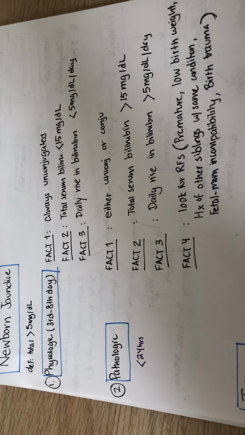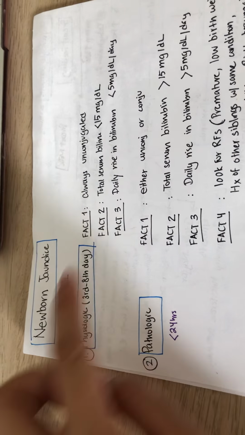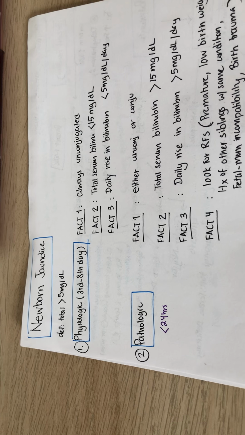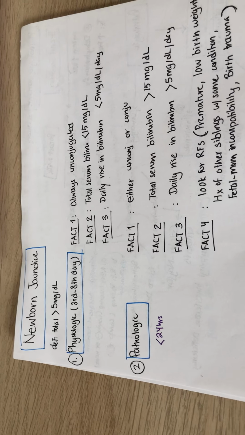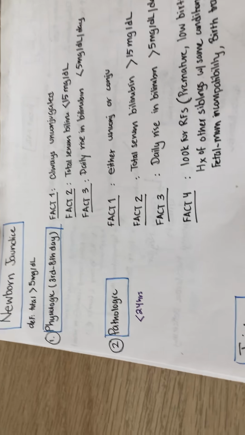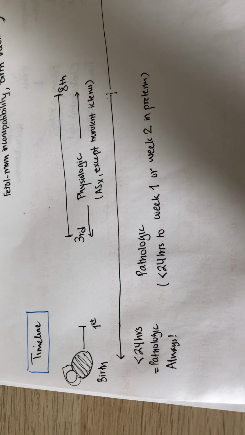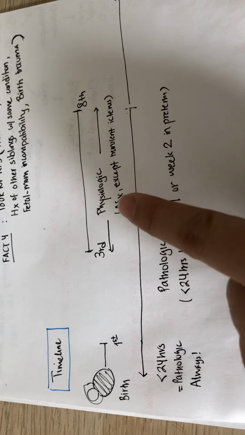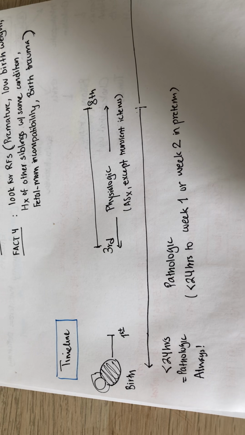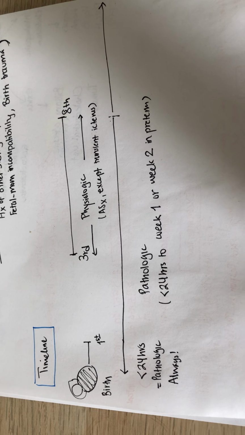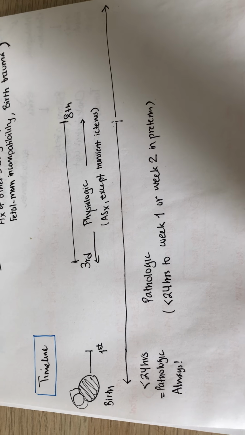Again, the day is 3rd to 8th day versus less than 24 hours. Level: 15 is the gold number. Total bilirubin less than 15 is physiologic. Total bilirubin greater than 15 is pathologic. In terms of the timeline, as I said before, if it's less than 24 hours, it's always pathologic. Physiologic is asymptomatic and transient icterus between the 3rd to 8th day. Pathologic is less than 24 hours and it can go up to week 1 in term pregnancy and week 2 in preterm.